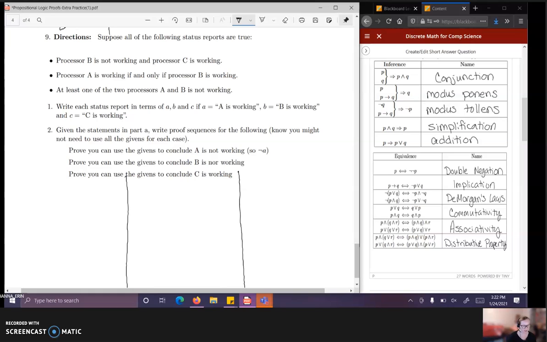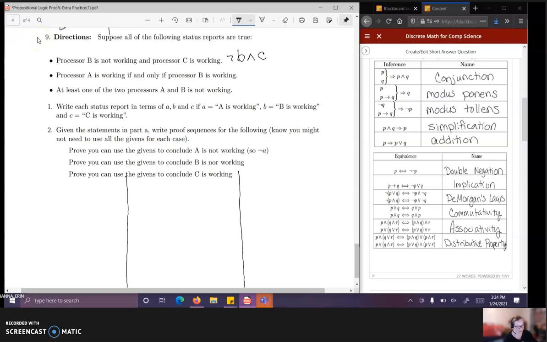So the first thing we're asked to do is to essentially write all of those statements in terms of symbols, where A is working, B is working, and C is working. So I'm going to write those right next to their statements. Processor B is not working and processor C is working. So it's not the case that B is working, so we have not B. And C is working, so just regular C.